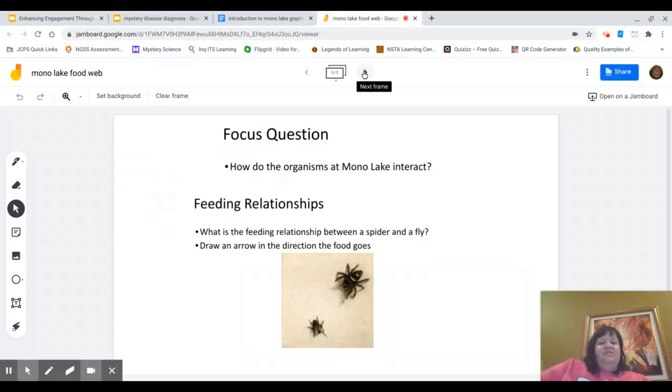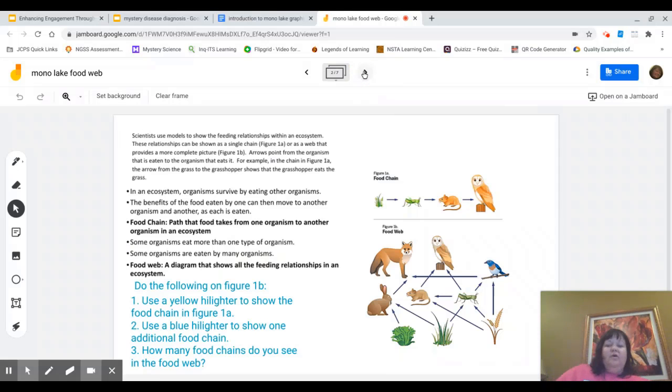And I just kind of extended it to food webs and reviewed food webs from what they had learned previously. What's nice about a Jamboard is you can draw on it. So I basically just added things that would have been there in their notebook pages. I put it in a Jamboard and they could just draw on it, like find me a food chain in here, and they could highlight it, things like that.